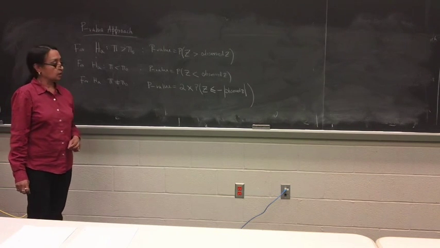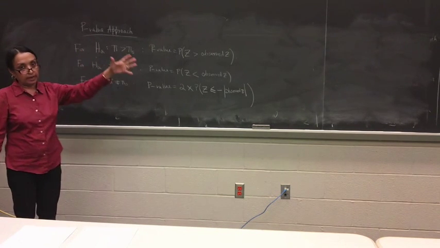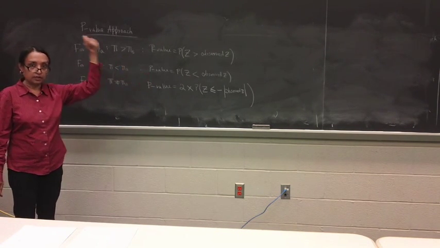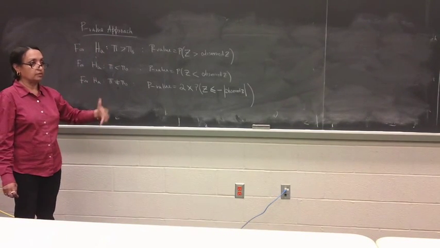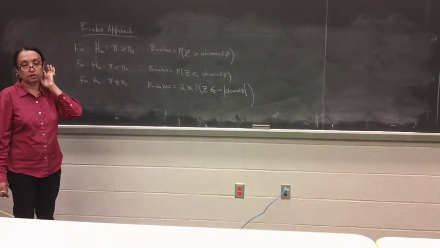Then of course you compare the p-value with alpha, and in the first slide we have seen when to reject H naught. If the p-value is less than alpha, you reject H naught.